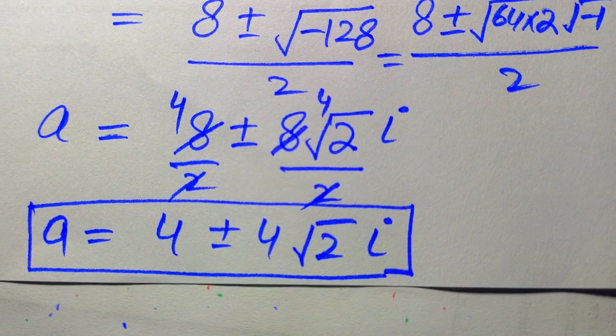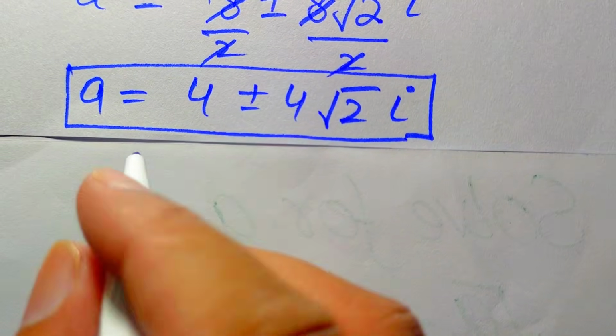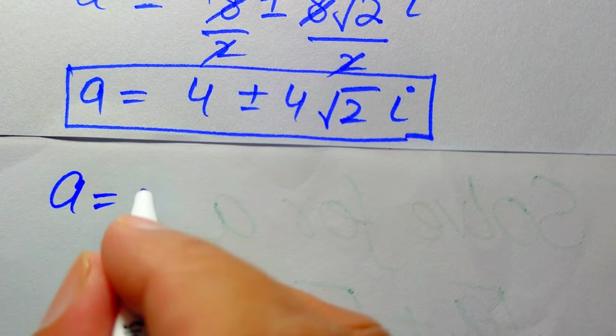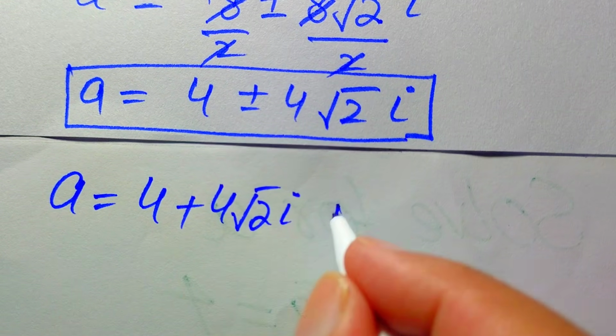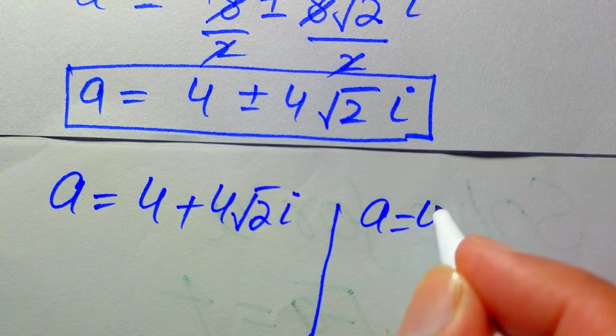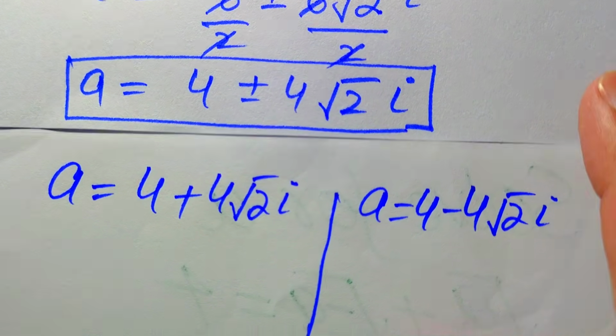which we get here from the first method. So we use these two values of a and we get the values of b. Here we write the positive value, it is 4 plus 4 times square root of 2 iota, and here we write the negative value, it is 4 minus 4 times square root of 2 iota.